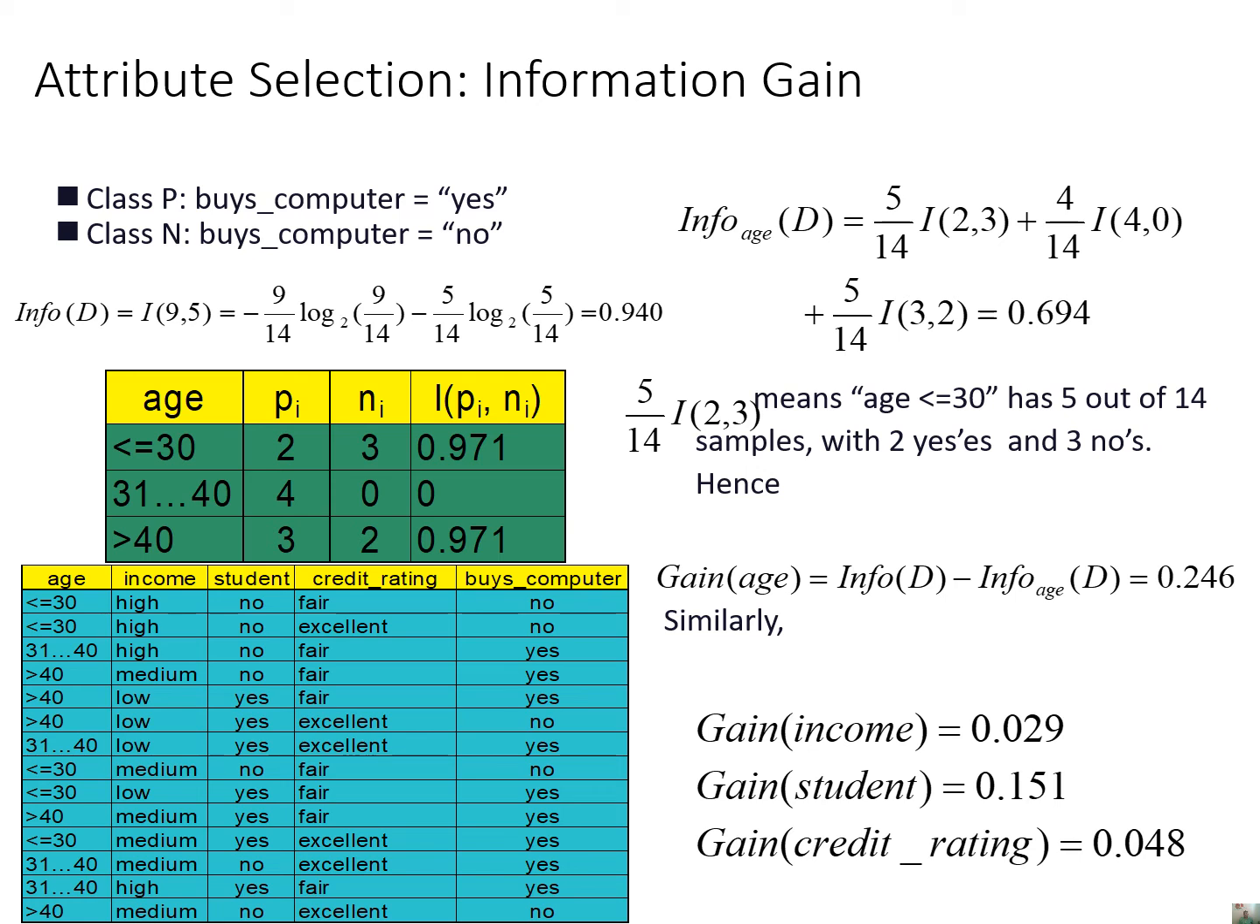So we use the formula which we have already seen. 14 is the total number of transactions. Out of 14 we have 9 who can buy a computer and 5 who do not buy a computer. After calculating this, we get 0.940 as the entropy, or total information, for the attribute buys computer.